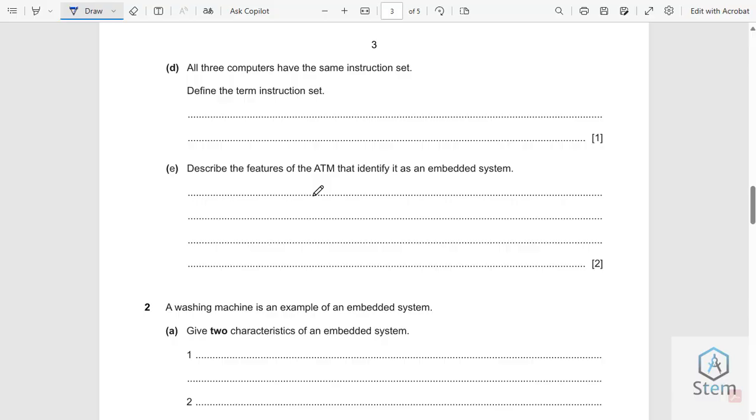We move on to look at the instruction set. What is the instruction set? Each processor has a number of processes which it can understand. And the instruction set is all the processes, all the instructions which a given processor can understand. That's the definition we are looking for.